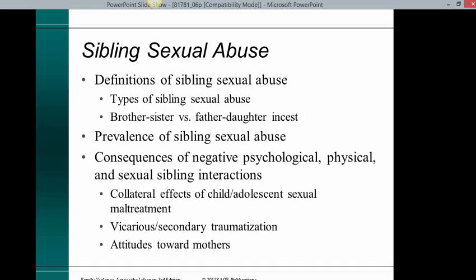Sibling sexual abuse. Issues include definition of sibling sexual abuse, including types of sibling sexual abuse, brother-sister versus father and daughter, incest, prevalence of sibling sexual abuse, consequences of negative psychological, physical, and sexual sibling interaction include collateral effects of child-adolescent sexual maltreatment, vicarious secondary traumatization, and attitudes towards mother.